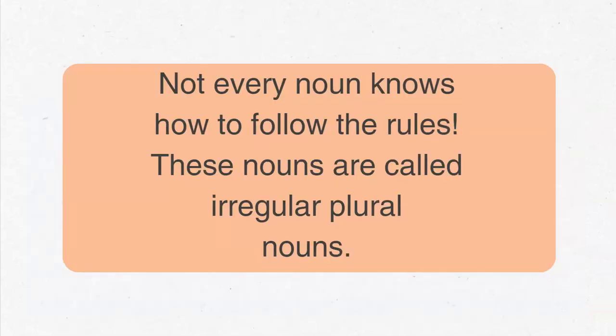Not every noun knows how to follow the rules. These nouns are called irregular plural nouns. So we've already learned about plural nouns. This lesson is about irregular plural nouns. So we have the base word regular, which means typical or normal or rule following. But here we have the prefix ir, which means not. So we have not rule following plural nouns. And that's what we'll be talking about throughout the rest of our lesson today.